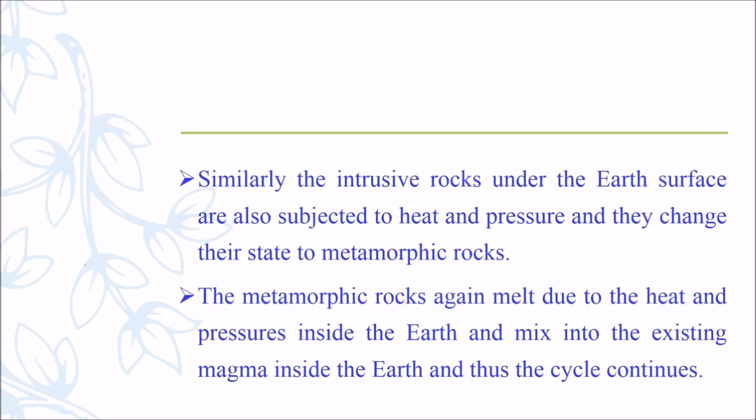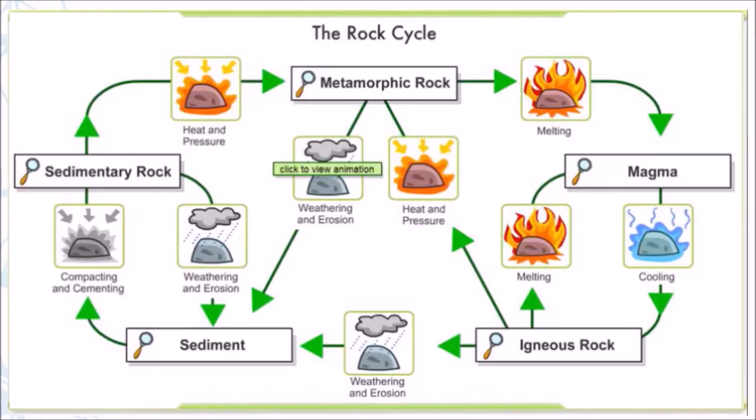Similarly, the intrusive rocks under the earth's surface are also subjected to heat and pressure, and they change their state to metamorphic rocks. The metamorphic rocks again melt due to the heat and pressures inside the earth and mix into the existing magma inside the earth, and thus the cycle continues. Now we are going to see the pictorial representation of the rock cycle.